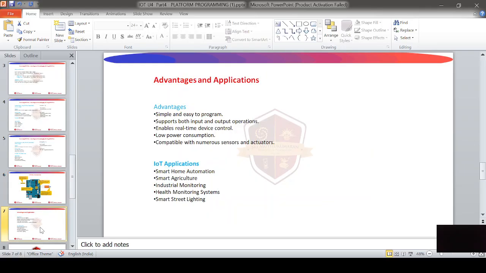Finally, the advantages and applications. It is simple and easy to understand, and programming is very easy. It is a very low power consumption device, compatible with many sensors and actuators. It enables both input and output operations as well as real-time device control. As we know, there are many applications: smart home, smart agriculture, smart street lighting, smart healthcare, and industrial monitoring. We can make use of this.